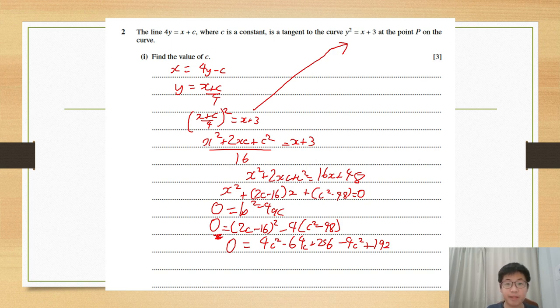So this means that 4c minus 28 equals 0, and hence c equals 7. Because if we divide the whole equation by 16, then you get 4c minus 28 equals 0. For part 2, find the coordinates of P.